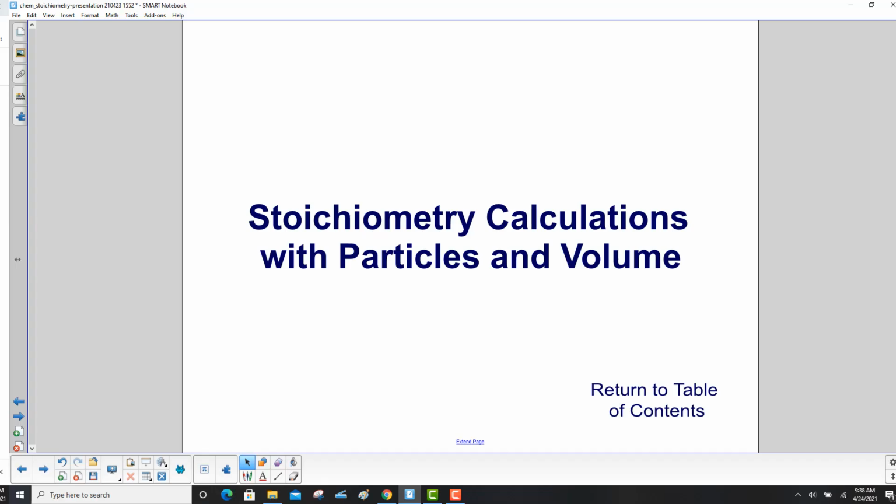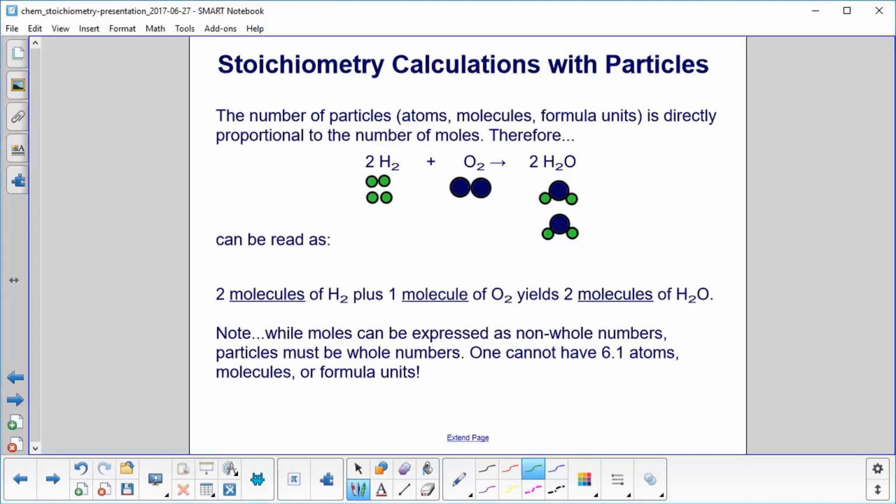Stoichiometry calculations with particles and volume. The number of particles, which we've defined earlier as atoms, molecules, or formula units, is directly proportional to the number of moles. Therefore, this equation here, this balanced equation, 2 hydrogen plus oxygen yields 2H2O.